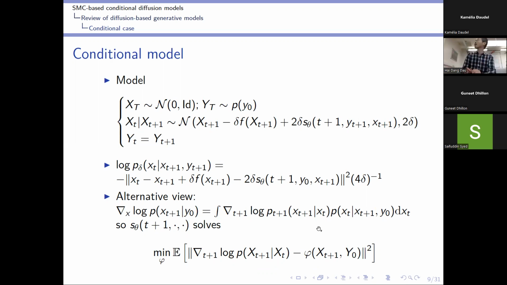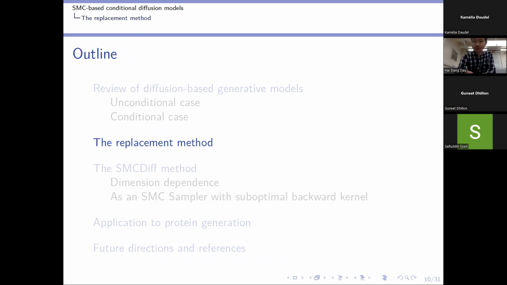Okay, so I hope that if you do not work on diffusion models, then at least you have some very basic ideas of this. So I tried to present a very vast field on 4 slides. So I know that it is a little bit rapid here. Right, so the replacement method.